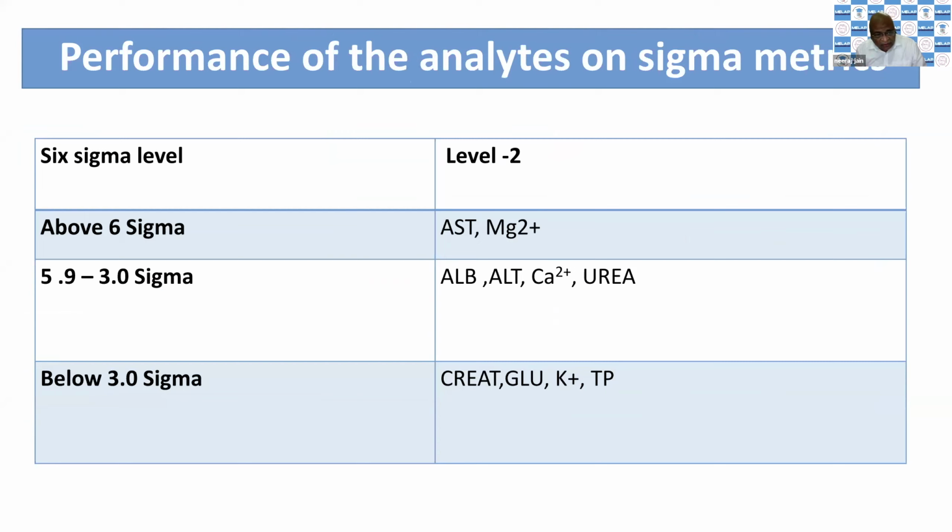For certain parameter, our quality is above 6 sigma, we don't require anything. For certain parameter, our quality is 5.9 to 3.0, and where it is close to 3, we may think why we are getting such a low sigma value, and cases where this value is less than 3 sigma, definitely we have to think seriously about those analytes. What is the reason? If there is inaccuracy, what is the reason? If there is imprecision, what is the reason? We have to do root cause analysis and we have to take appropriate action.